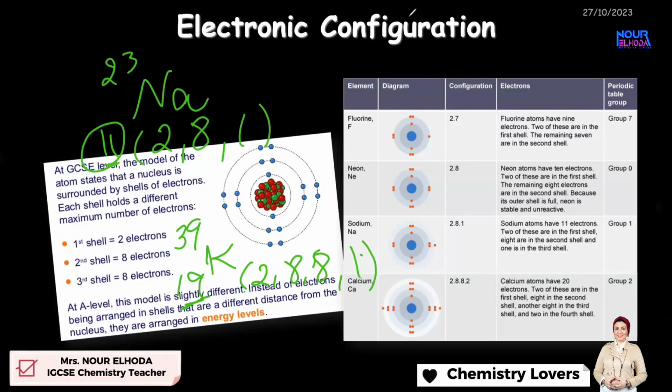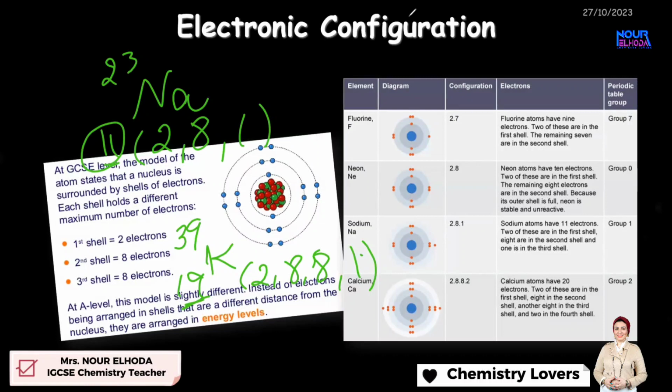Correct. If I want to ask you, can you locate this element in the periodic table? Can you tell me where my element is in the periodic table? Which group and which period? Group 1 and the period. We made it simple, O level. The fourth shell cannot hold more than 2. If it's more, you just add one more shell.